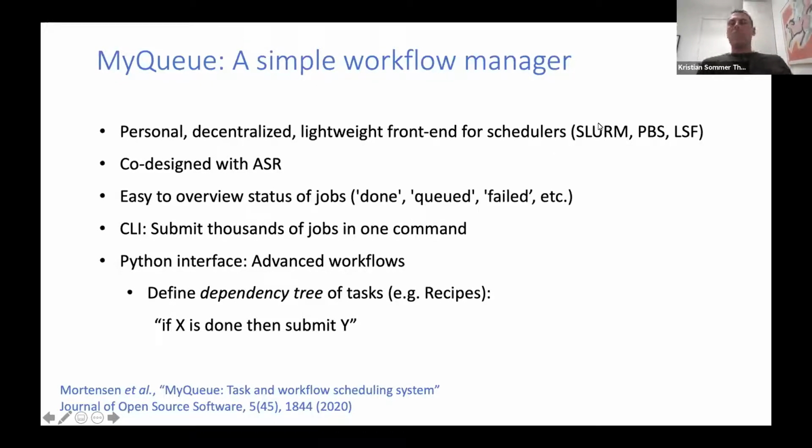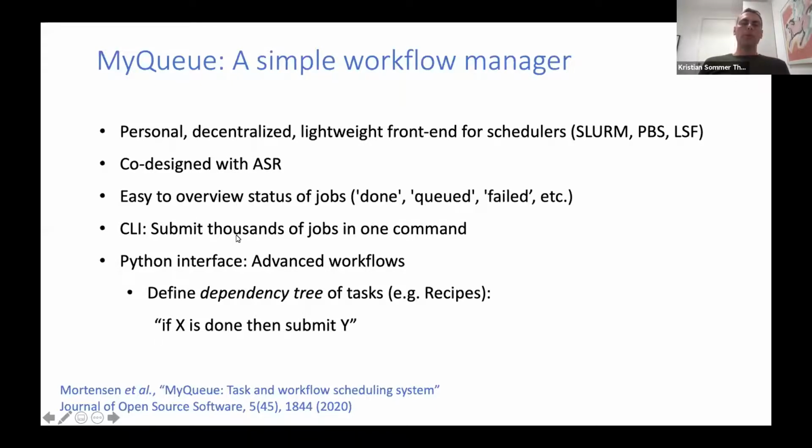Okay, it supports these schedulers here, LSF, PBS, and Slurm at the moment. You can very easily get an overview of all the jobs you have in your personalized queue. So you can see which jobs are done, which are still queued, which have failed, and so on. And I'm sure Ask is going to demonstrate this in the technical tutorial afterwards.